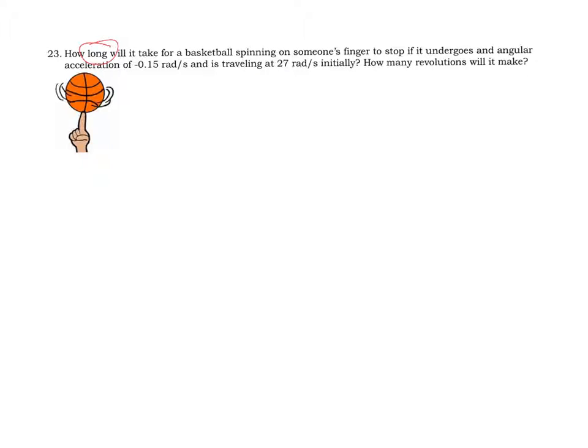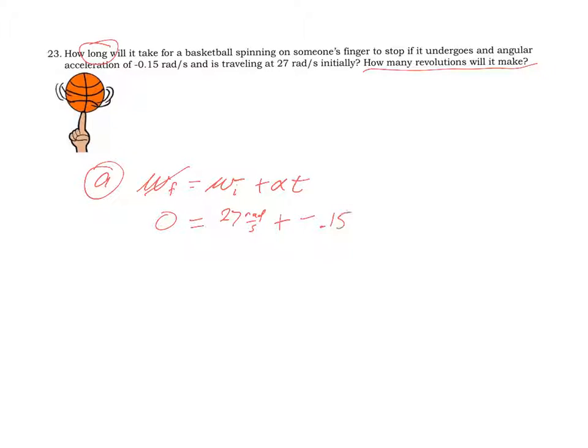Alright. I'm going to call this A because they have a part B in there. It's going to be final angular velocity equals initial plus AT. Its final was 0. Its initial is, what did they say, 27 radians per second. Its angular acceleration is negative 0.15. And T is our question mark.